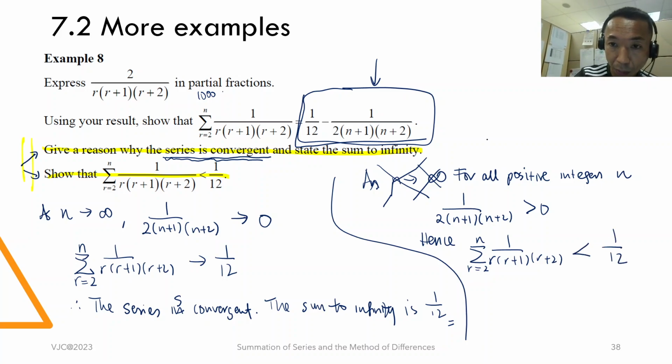This is the most important. This one is the most important. I want to emphasize for all positive integers n. Can we please contrast the presentation between these two?